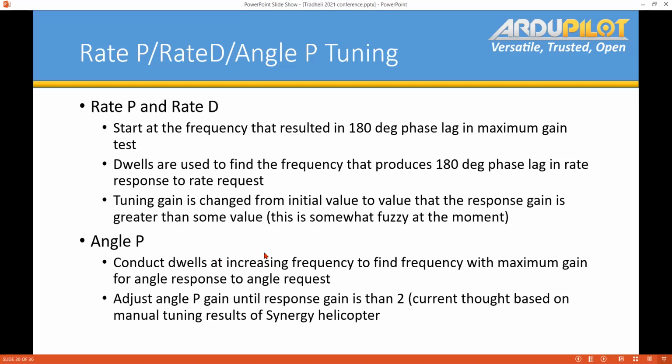And then with angle P, we basically look at increasing frequency, looking at the angle response to the angle request and seeing where we have the maximum gain, whatever frequency that is, and then increase the angle P gain until the response gain is around 2. That's kind of my current thought.